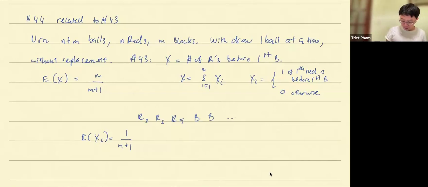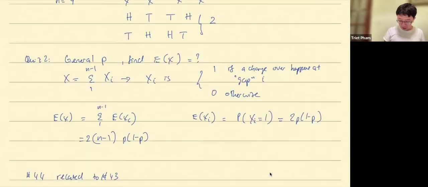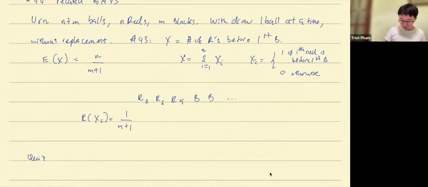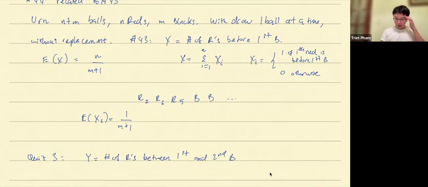So question number 44 is a repeat, if you will, of this question, but now they let Y be the number of reds between the first and the second black. Okay. And they ask you to find expectation of Y.